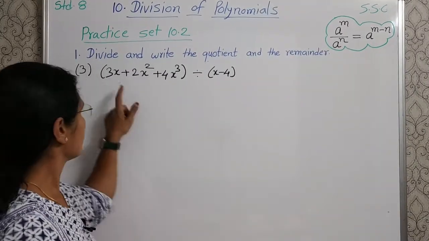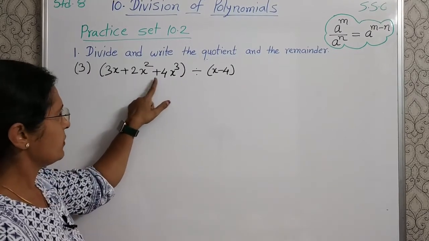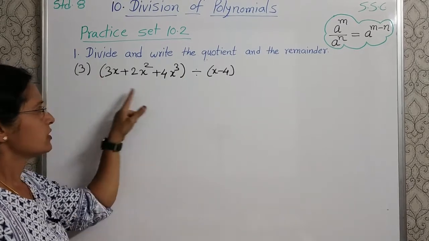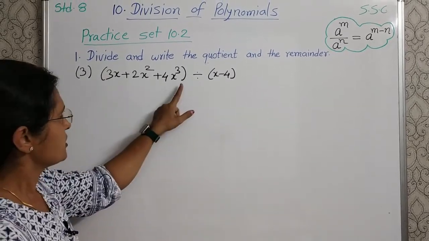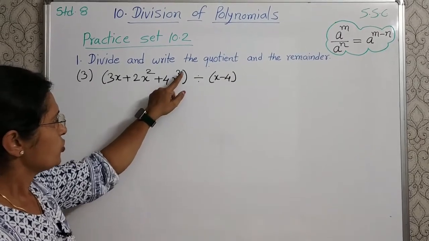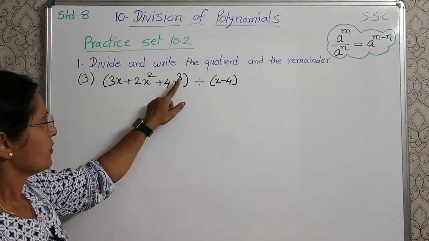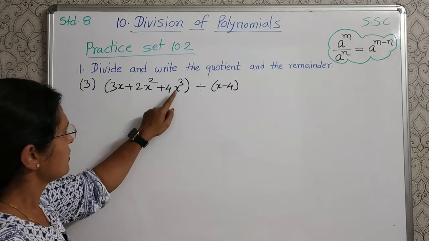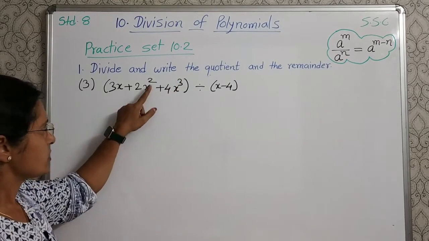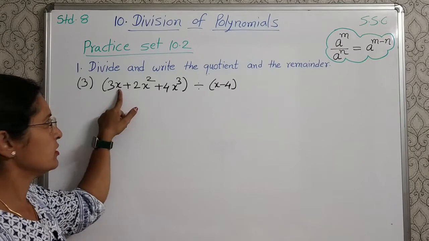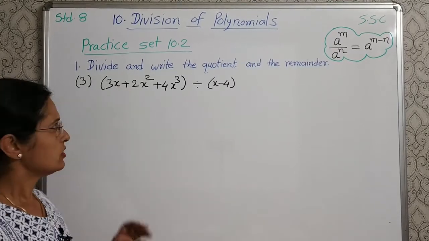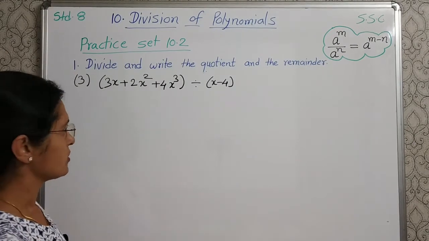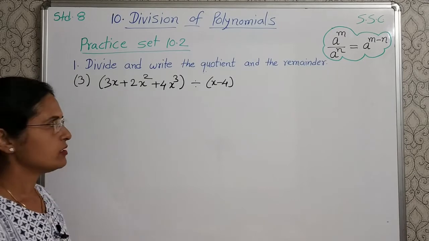Sum number 3. 3x plus 2x square plus 4x cube divided by x minus 4. Let us observe this dividend. The degree of this dividend is 3. X cube is here. The degree is 3. So we need the terms in the descending order of the indices. X cube, after that we need x square term, after that we need x raised to 1 term, and after that we need a term having x raised to 0. It means without x. So we write that term as 0.